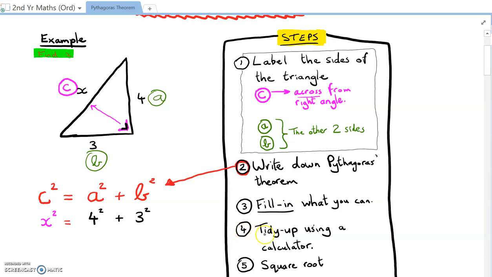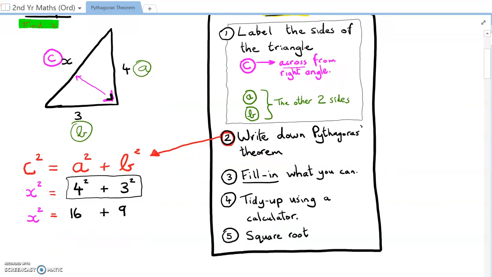Now step 4, tidy it up using a calculator. So this side over here, I can just type that into the calculator and get an answer. And when I do that, x squared is still going to be there. That's not gone anywhere. 4 squared is 16 and 3 squared is 9. And when you add the two of those together, you'll get 25. Okay, I've tidied it up. That's me tidying it up here.